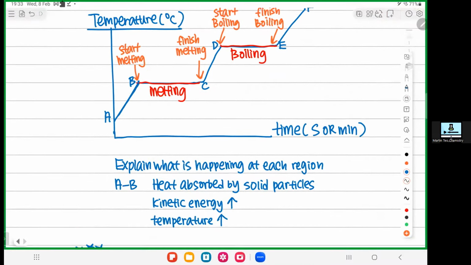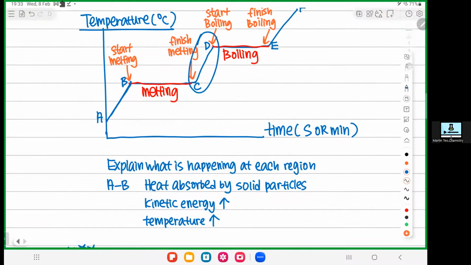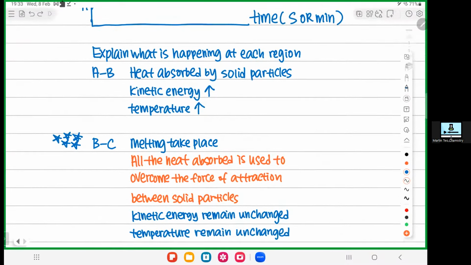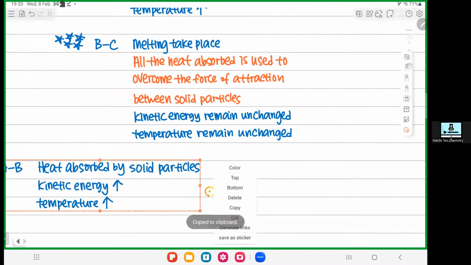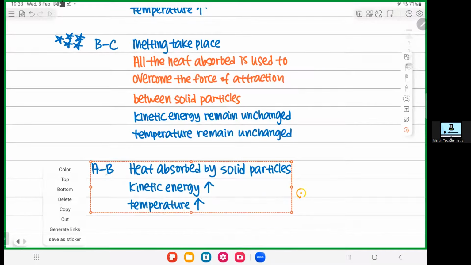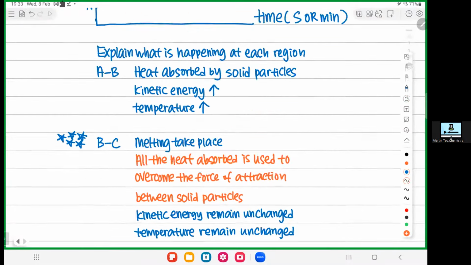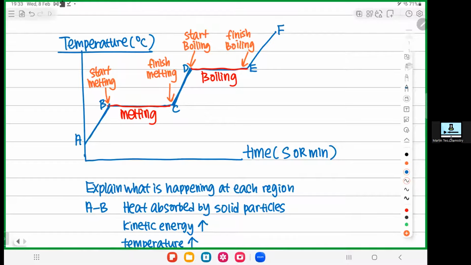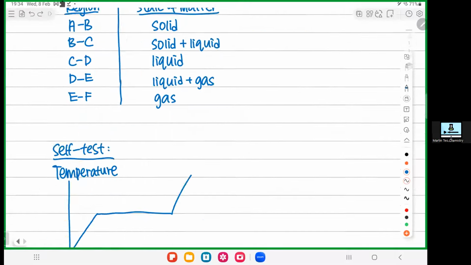Some students ask what happened to C to D, D to E? It's the same thing. C to D is exactly the same. You copy the A to B here to make it become C to D. Why can you copy? Because from C to D, what happened here? Everything is in liquid form. You didn't have a boiling process, not boiling yet. So the liquid is not boiling yet.